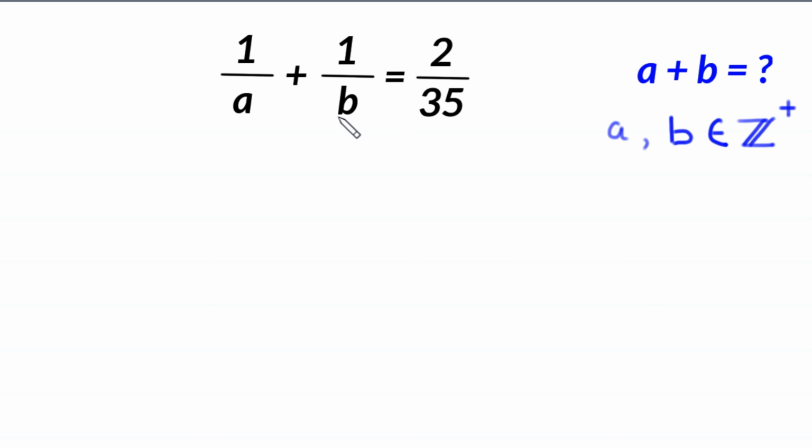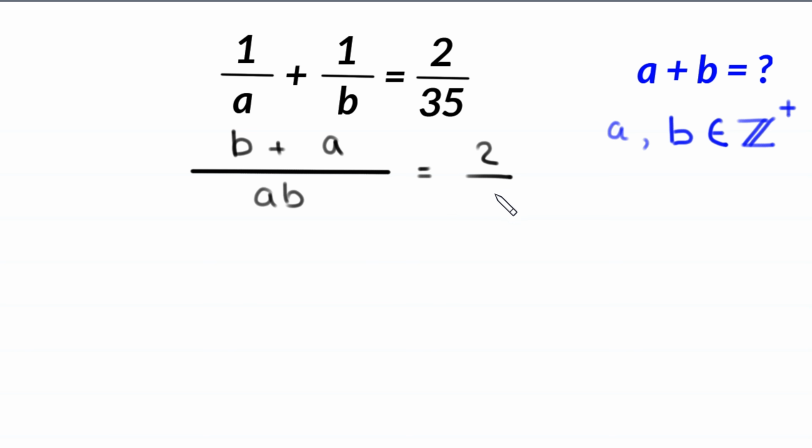Now let's start our solution. We take the LCM of these two denominators a and b. The LCM of a and b is a times b. So ab divided by a is b, plus ab divided by b is a, equal to 2 over 35.